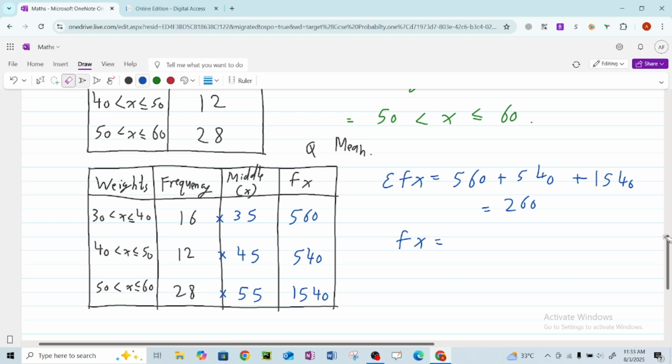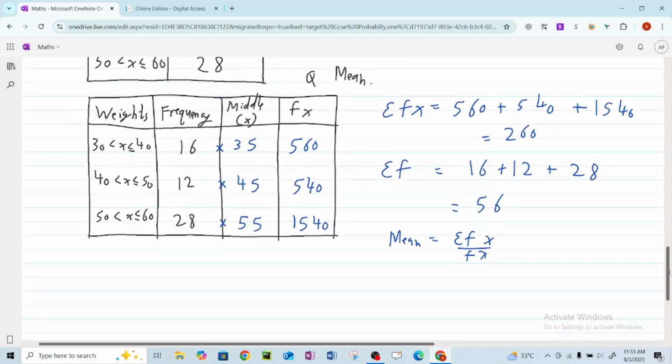Now we're going to find our Σf. That is going to be 16 plus 12 plus 28. That's going to give me 56. So our mean is what? Remember, mean is the Σfx divided by Σf. It's going to be 2640 divided by 56. If we do that over here, that is 47.142. Let's just write it till there. That would be my mean.